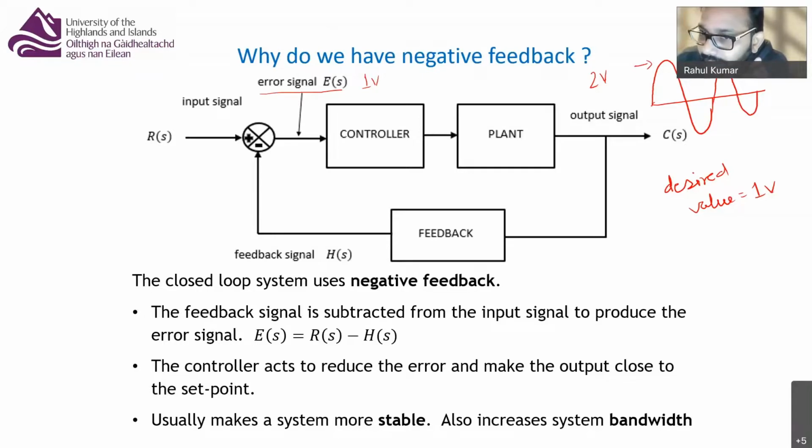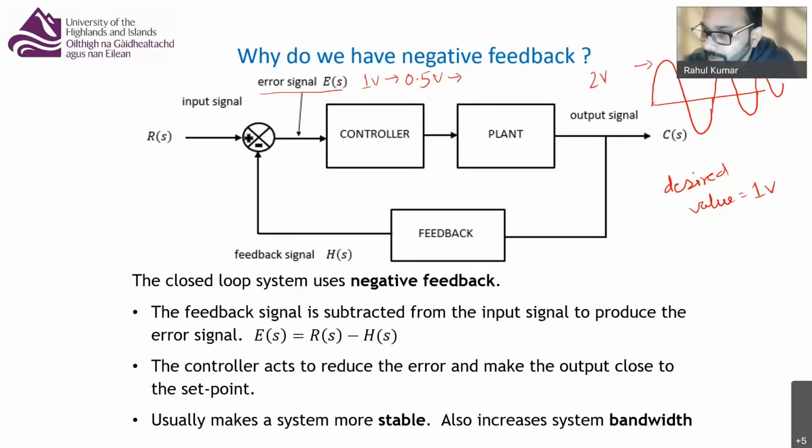Then again there is an error, so now the error has reduced to 0.5. Then again, according to this error of 0.5, my controller will try to reduce it or adjust the signal. So again the error will reduce like that. Maybe 1.3 or 1.4, like that. Okay, so slowly and gradually, because of this negative feedback, my error is reducing.